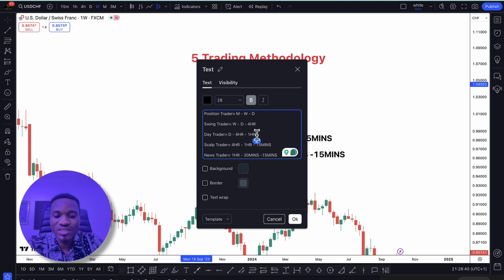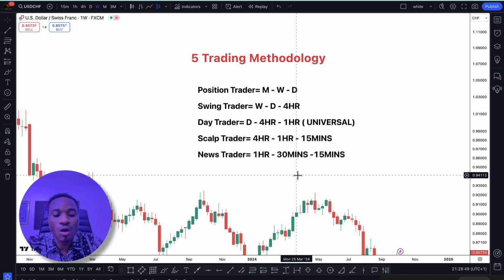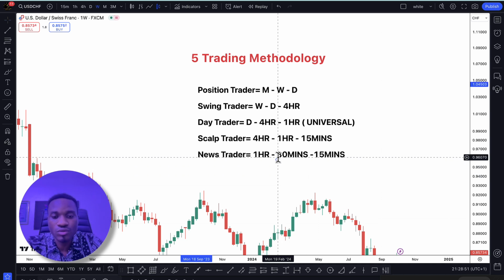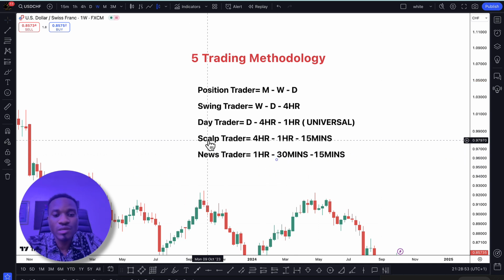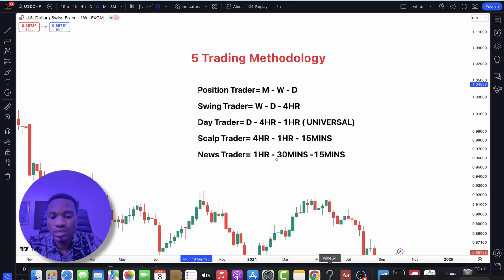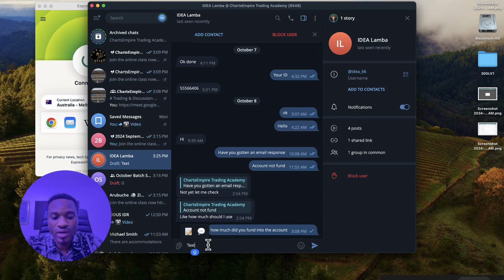The day chart is the universal chart. Universal, right? When something is universal, it means it is applicable to all other things. Let's just copy it and paste it right here.